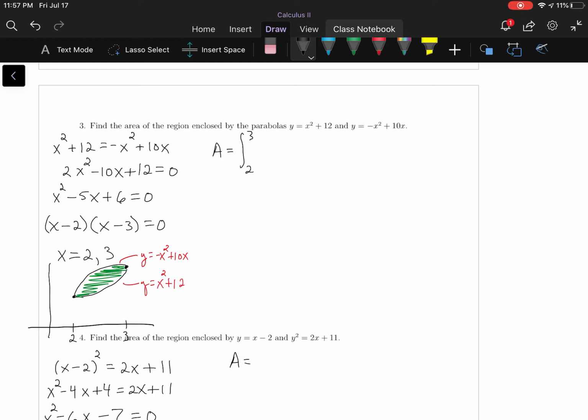This one would actually be the same whether you integrate top, bottom, or right, left, except since it's already written as y equals, you've already solved for y. It would be a little more complicated solving for x, just because you have the squared terms. Continuing with integrating with respect to x, the top function is negative x squared plus 10x minus the bottom function, which is x squared plus 12.